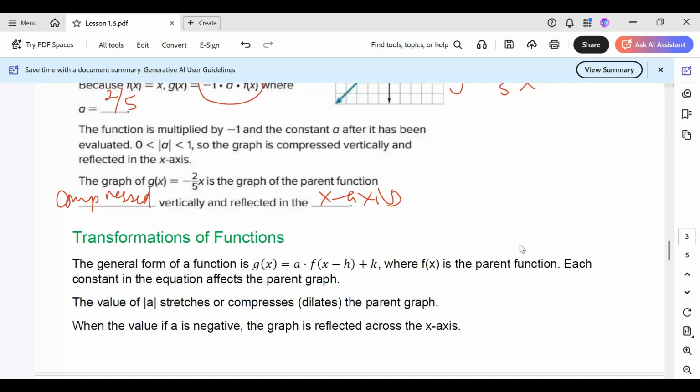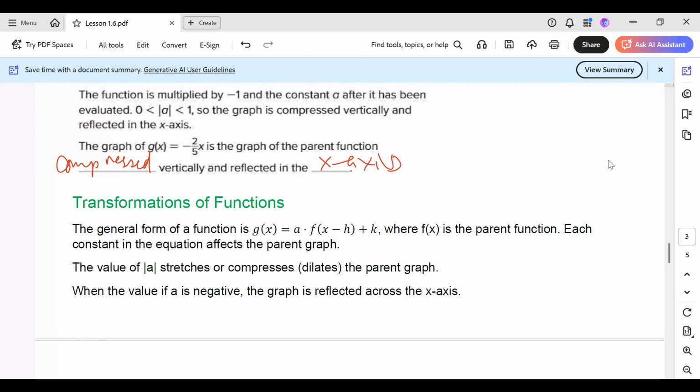Transformations of functions. The general form of a transformation equation is always going to be g of x equaling a times f of (x minus h) plus k, where f of x is the parent function. Each constant in the equation is going to affect the parent graph. The absolute value of a stretches and compresses, which means it's going to dilate it. If the value of a is negative, it's going to be reflected over the x-axis.